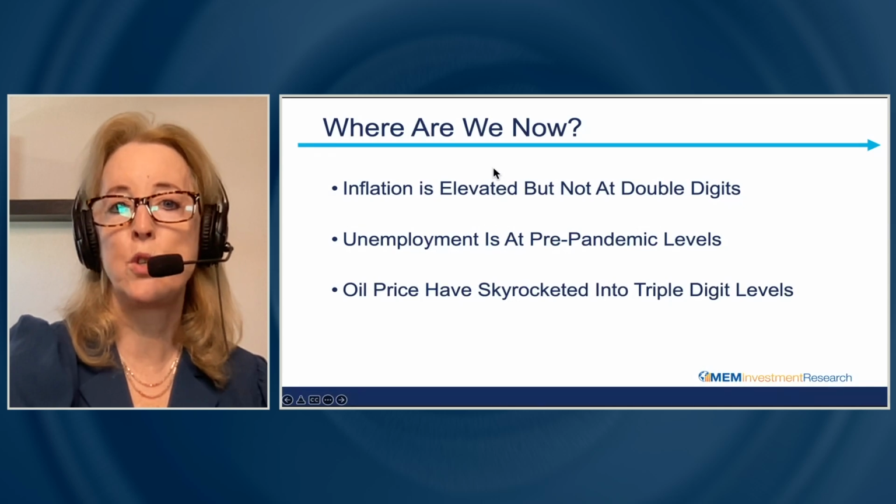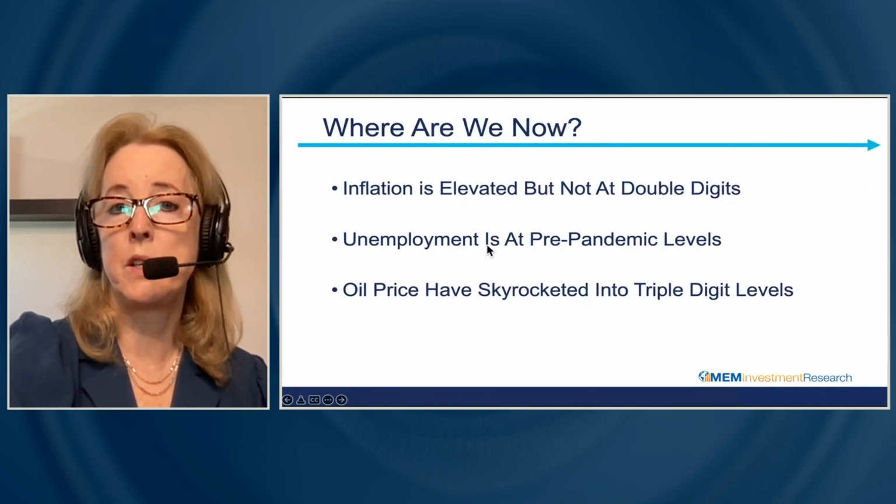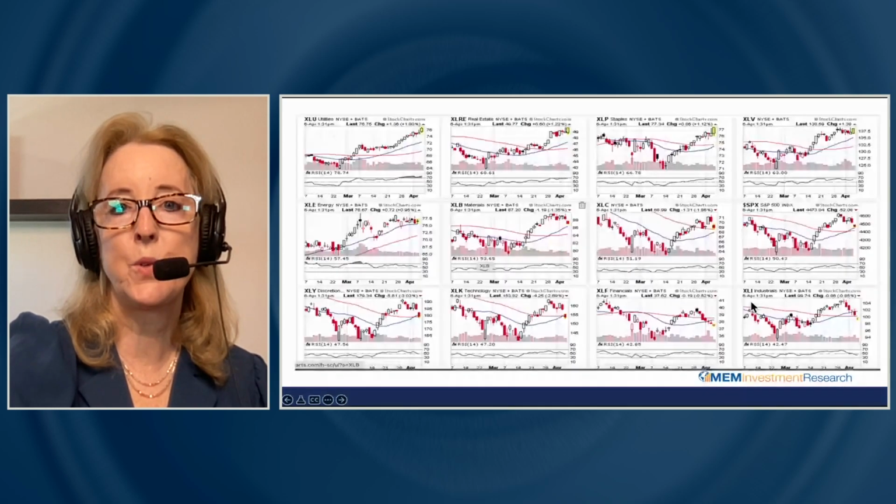As it relates to currently, inflation is elevated. Depending on what metric you use, it's above 7% at a 40-year high, but it's not at double digits. Unemployment is in very good standing. In fact, we are at pre-pandemic levels. However, we have seen oil prices skyrocket into triple-digit levels per barrel. So a bit mixed, but let's take this a step further.